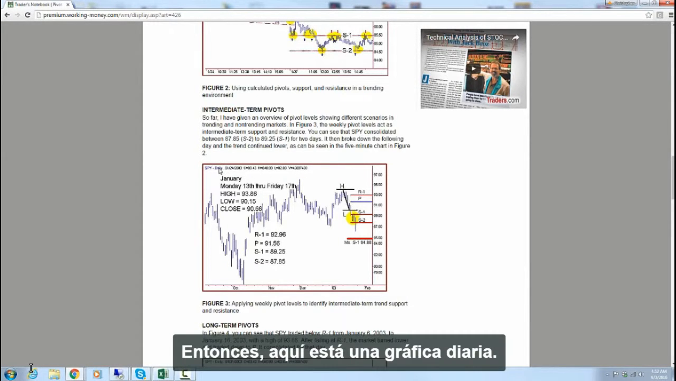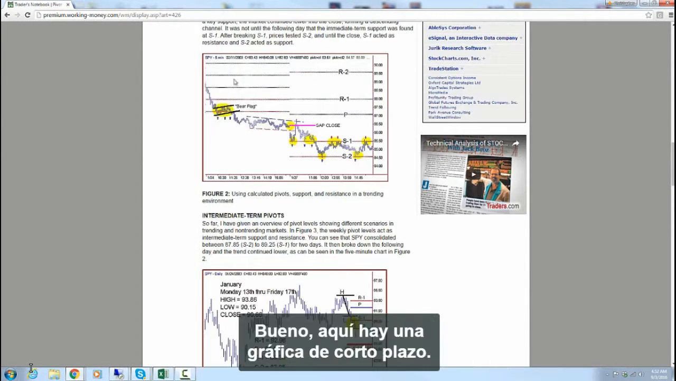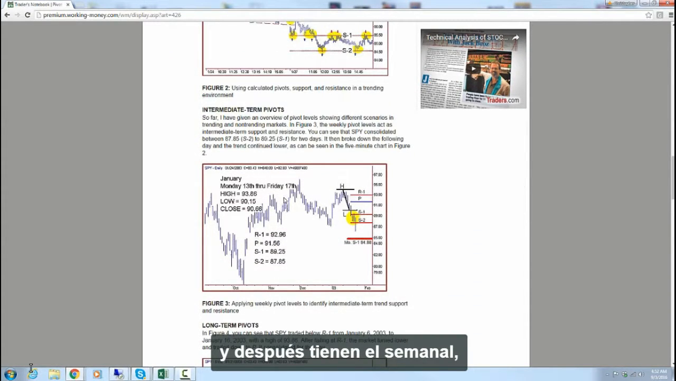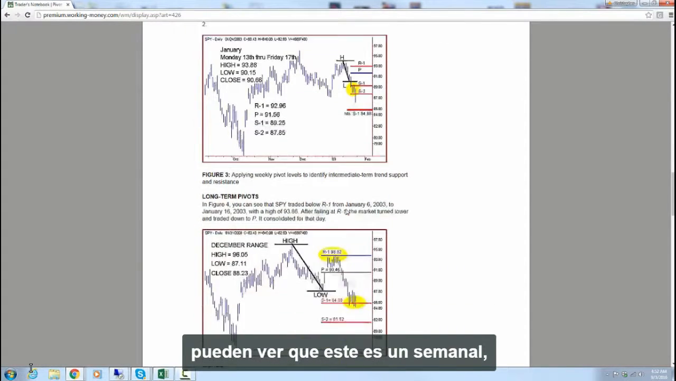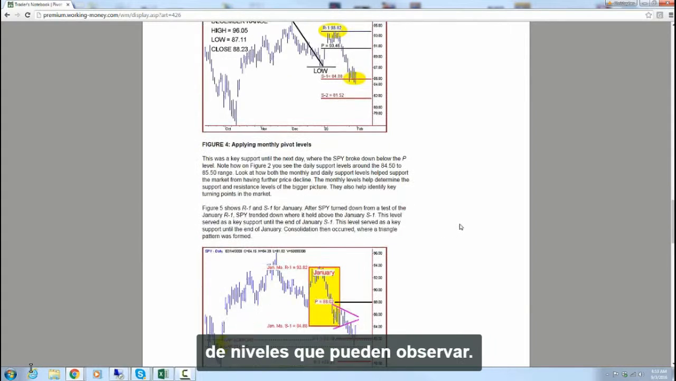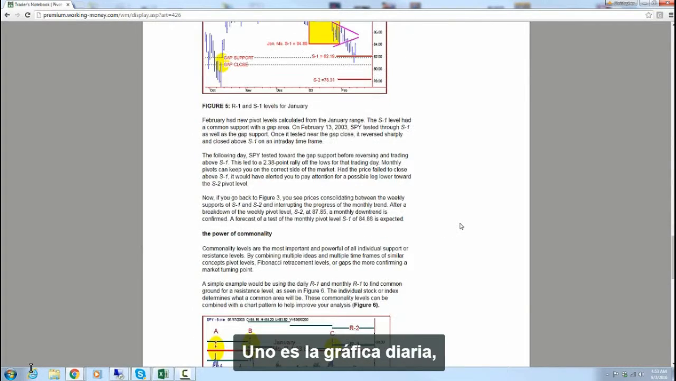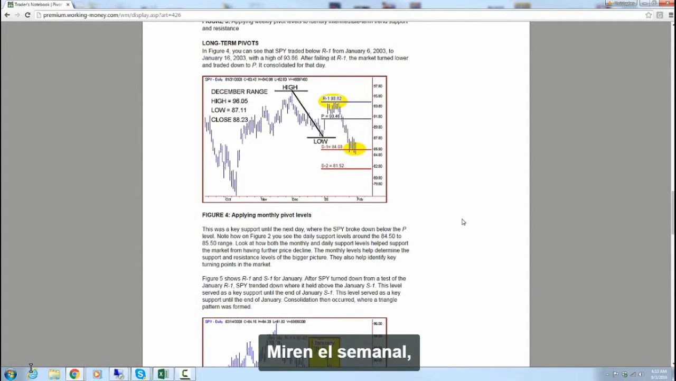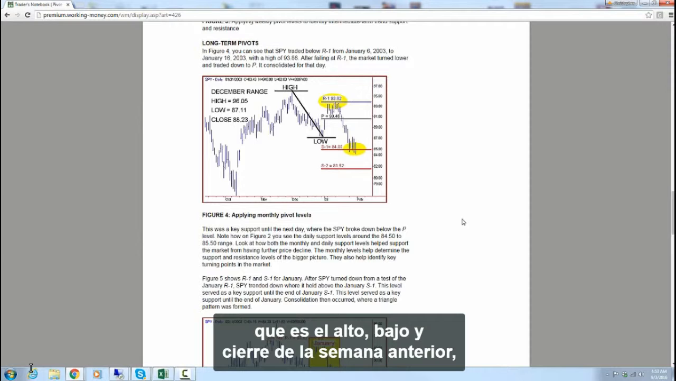So here's a daily chart. Well, here's a short-term chart that's called a daily. And then you have the weekly. You can just see this is a weekly. And then you have the monthly. So there are three different kinds of levels you can look at. One is the daily chart, which takes into consideration the prior day's high, low, and close. You look at the weekly, which is the prior week's high, low, and close, and then the monthly, which is the prior month's high, low, and close.